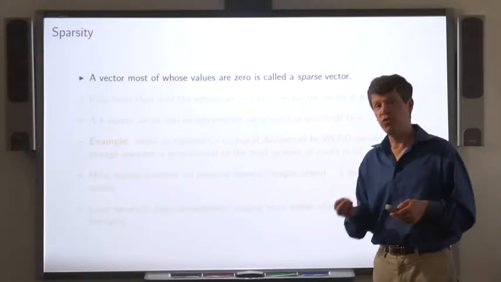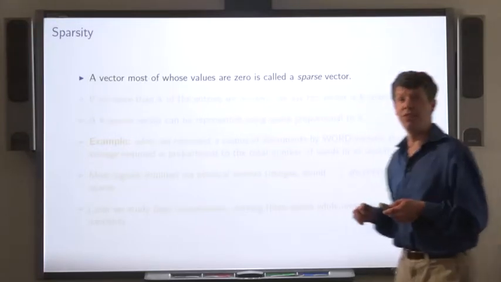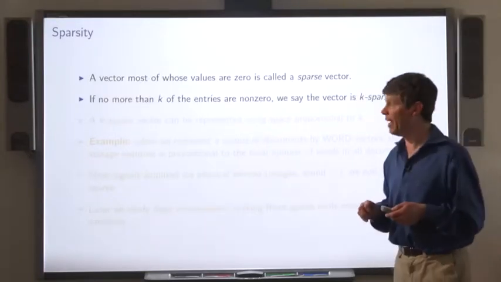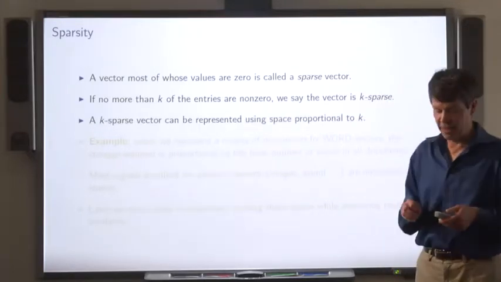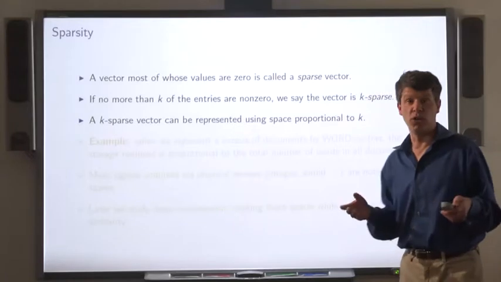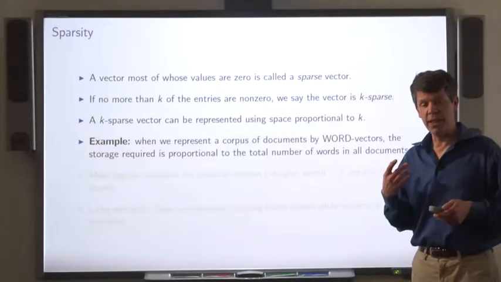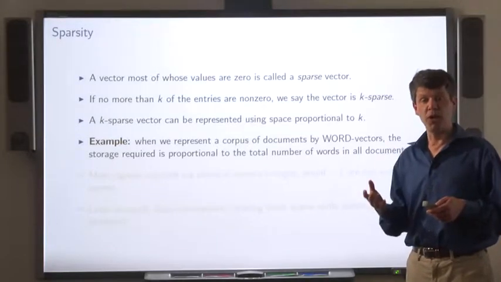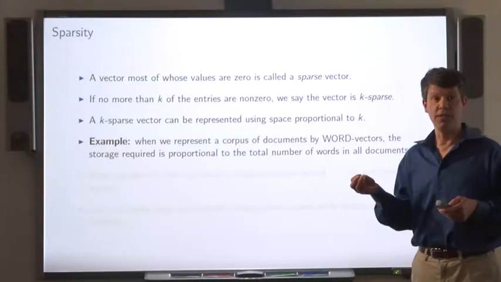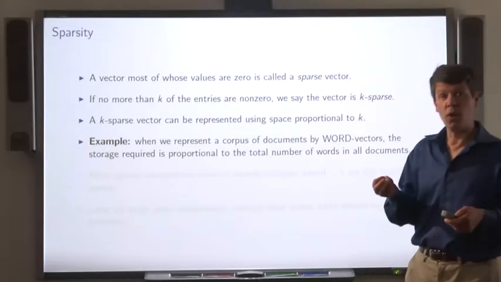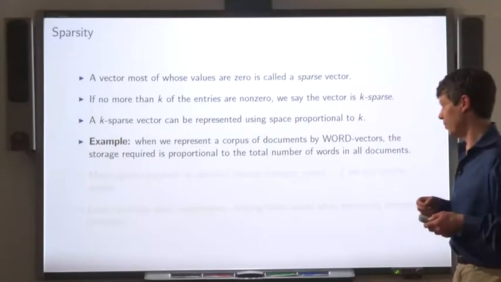A vector, most of whose entries are 0, is called a sparse vector. And if no more than k of those entries are non-zero, we say the vector is k-sparse. A k-sparse vector can be represented using space proportional to k. So, for example, when we're using this bag of words model, we can represent all the documents in a corpus of documents, and the total space required is no more than the sum totals of the length of the documents.